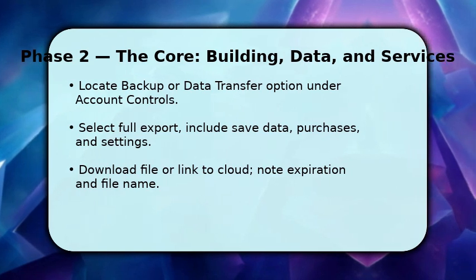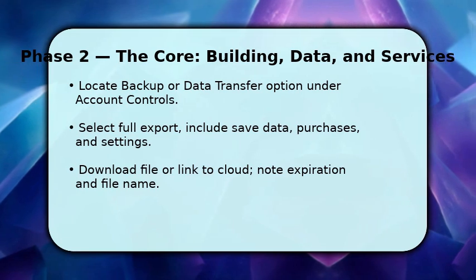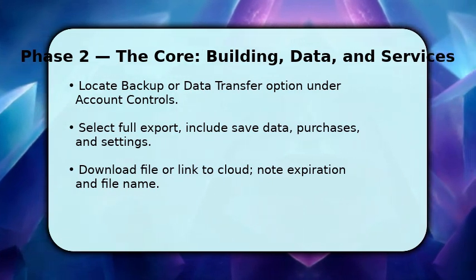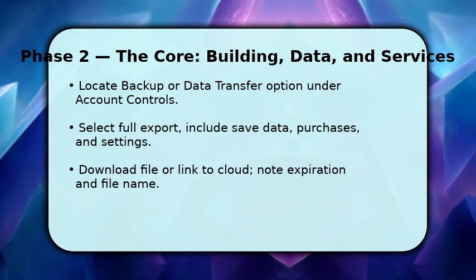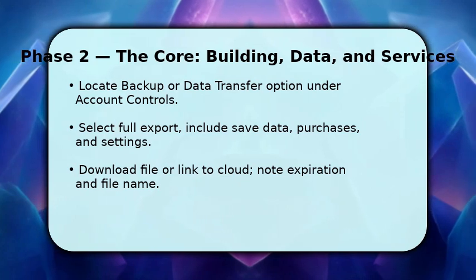Then pick your destination. Download the archive to a secure folder or link it to a supported cloud service. Make sure you note any expiration time and the exact file name. These details matter when you restore or share the backup later.